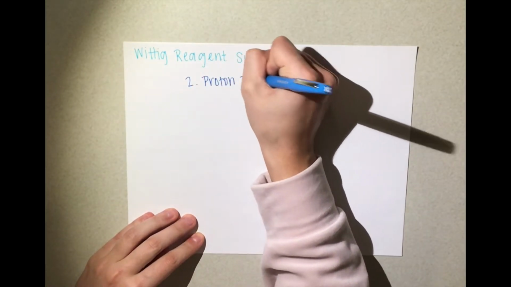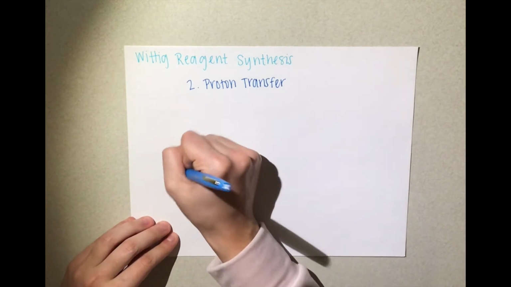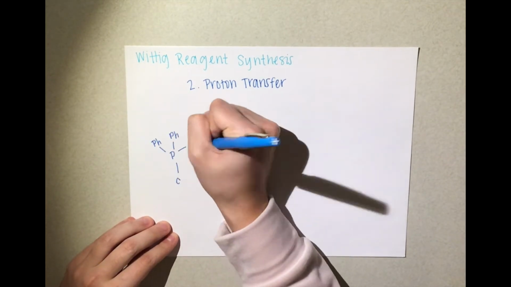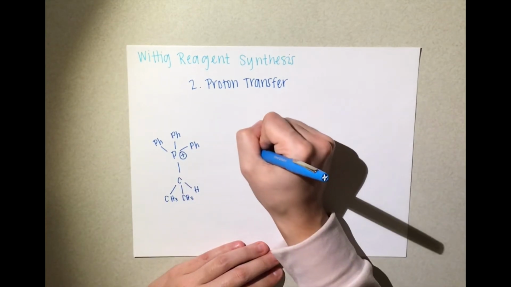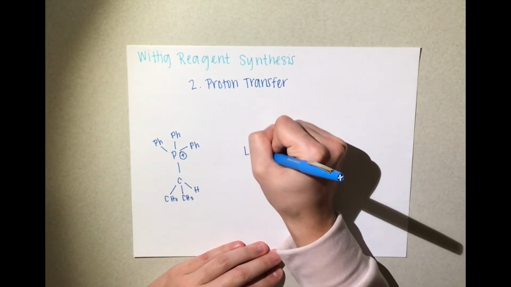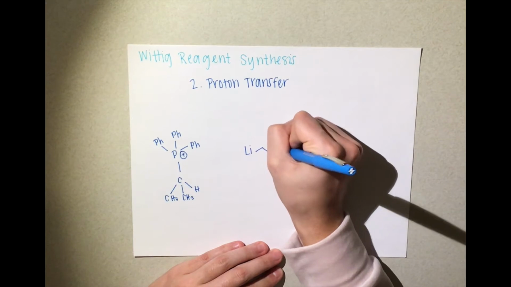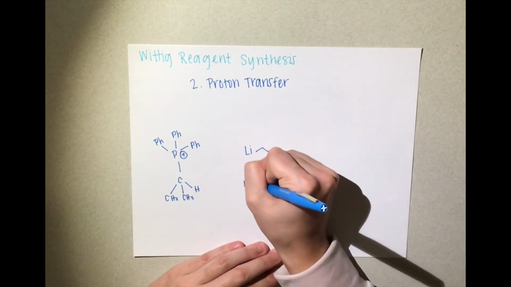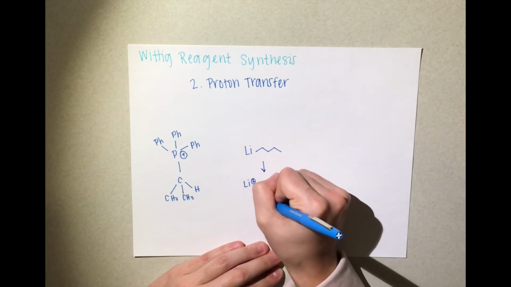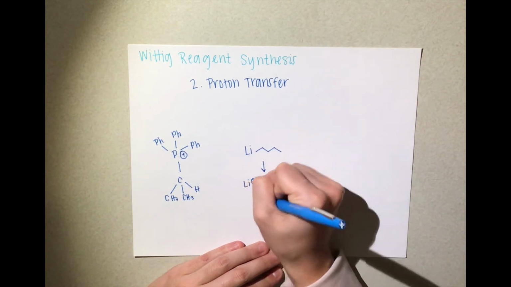The second step is a proton transfer. Now that the phosphorus and carbon atoms are bonded together, phosphorus holds a positive charge. A strong base is needed to deprotonate the carbon atom, such as butyl lithium, which is shown here. In this case, lithium is the spectator ion, leaving the negatively charged carbon chain acting as the base.